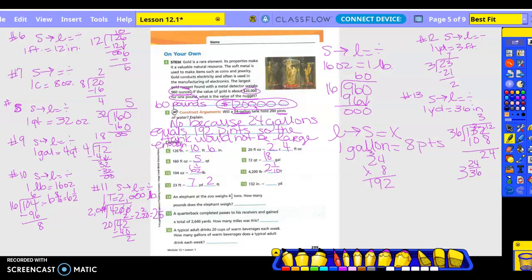Is that simplified? No. So that would equal, what goes into both 24 and 36? Well, 2, because they're even numbers, but is 12? 12 is our largest one that can go into it. So 3 and 2/3, right?